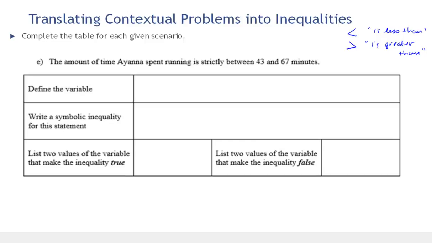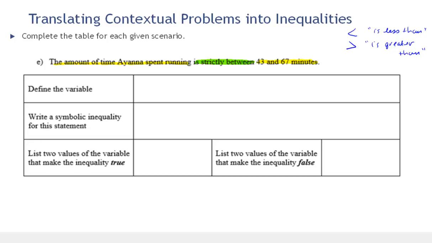In this video, we're going to look at one more example of translating contextual problems into inequalities. So let's read through the problem. The amount of time Ayana spent running is strictly between 43 and 67 minutes. And now I'm going to highlight the "is strictly between" in green because that is our connective. Okay. So notice this one is a little bit different. This is actually something we're going to call a double inequality.